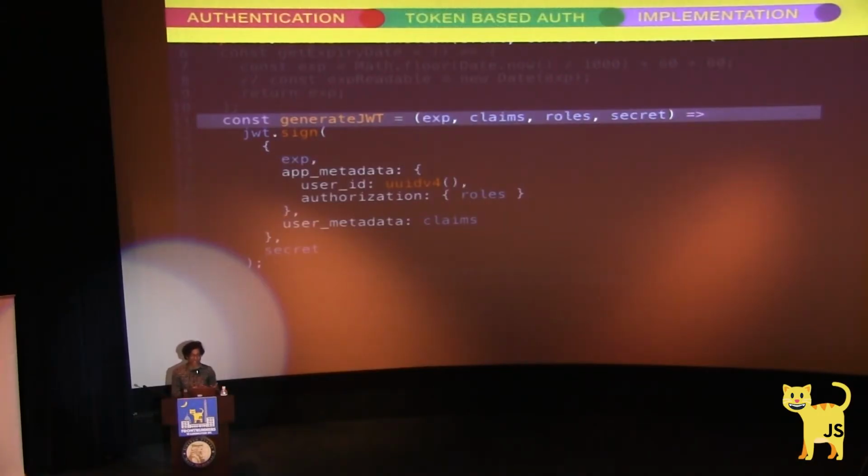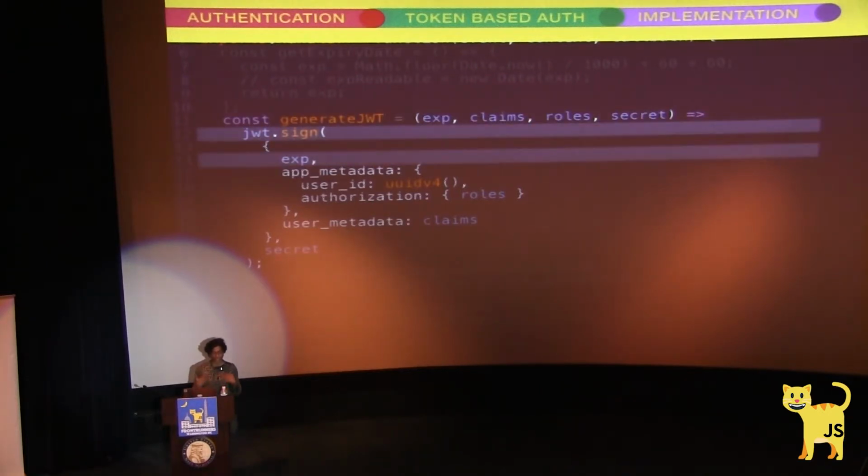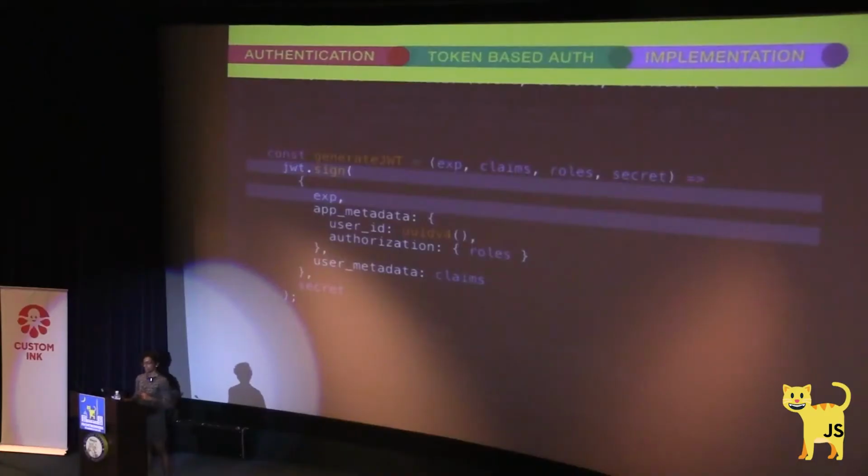And so generateJWT is the main piece of what my function is doing to generate that JSON Web Token. It's grabbing an expiry, claims, role, and a secret, and then it's signing it. So this is, again, very specific to this library. It takes in an expiry, which has to be in Unix time. And then you can pass metadata to it.